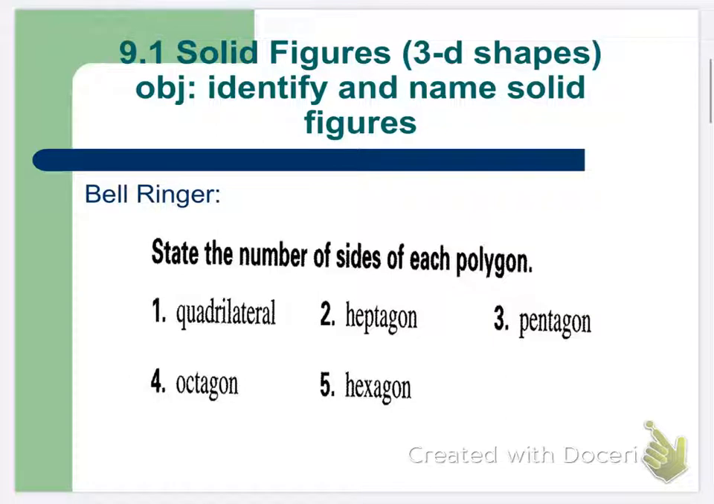Well, our first one up is a quadrilateral. Remember, quad, like quarter, means 4. Then we have hepta. This was the most forgotten one on our test. Hepta, that's 7. Penta, like the pentagon. I know the word is pentagon, but it means 5. Octa, 8. And hexa, 6.